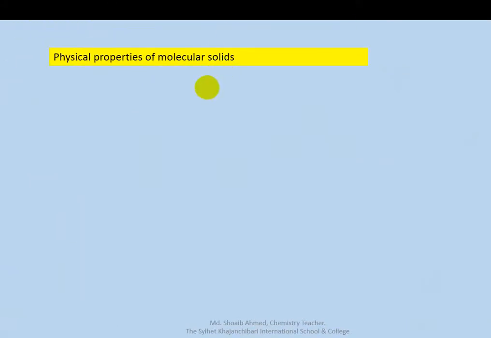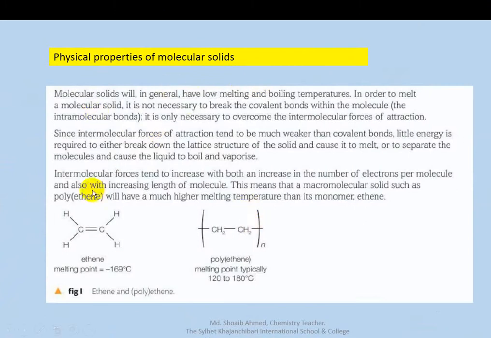Okay. Now, molecular solids. A molecular solid is also called discrete. Molecular solids generally have low melting and boiling temperatures. In order to melt a molecular solid, it is not necessary to break the covalent bonds within the molecules. It is only necessary to overcome the intermolecular forces of attraction. For these reasons, these molecules have low melting and boiling points.